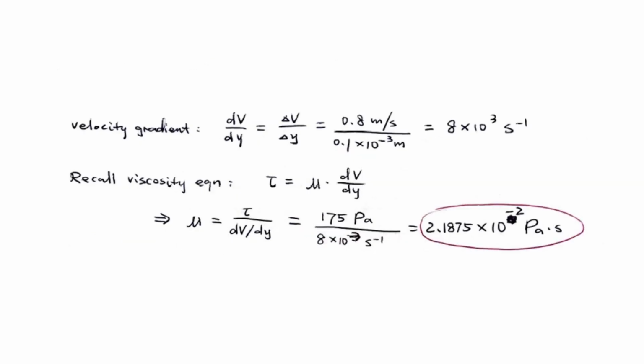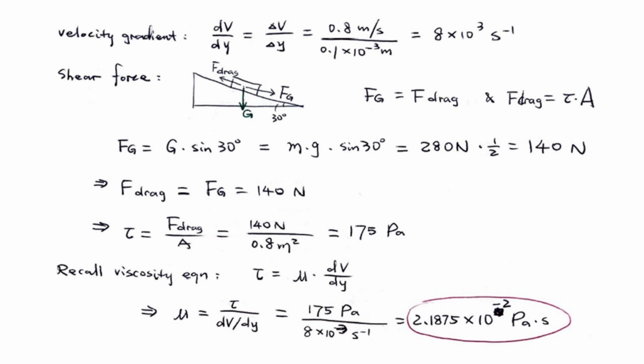Back to the viscosity equation, we just need the velocity gradient in order to calculate the dynamic viscosity, and the method to calculate the velocity gradient is the same as we previously discussed. Therefore, the dynamic viscosity of this unknown fluid can be calculated by rearranging the viscosity equation.